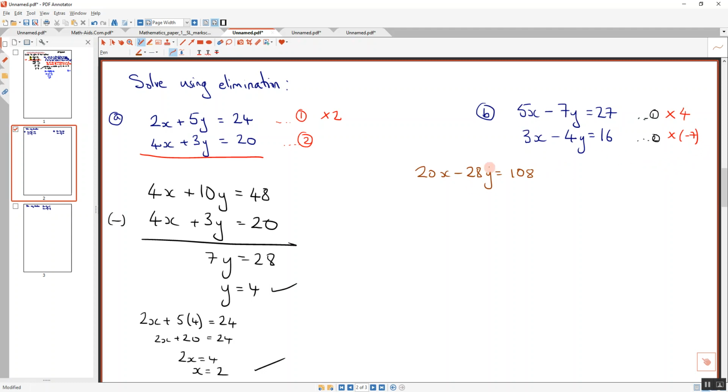Multiplying the second one by -7. -21x. Plus, because it's negative times a negative, 28y equals -112.